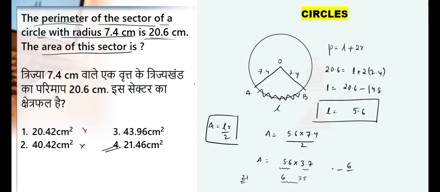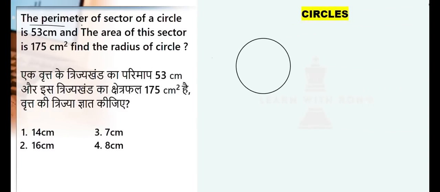Let's see the next question. See this question here. The perimeter of a sector of a circle is 53 centimeters, and they also gave the area of this sector as 175 centimeters squared. They asked you to find the radius of the circle.